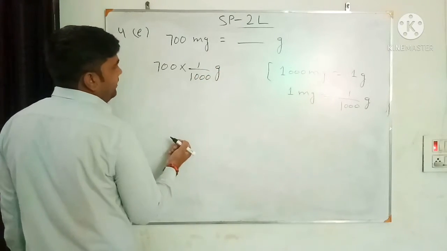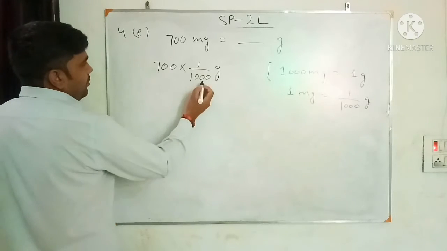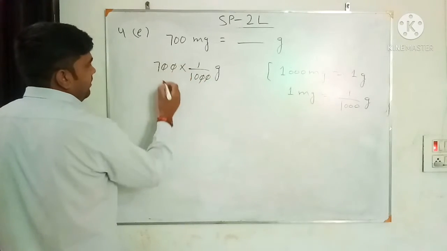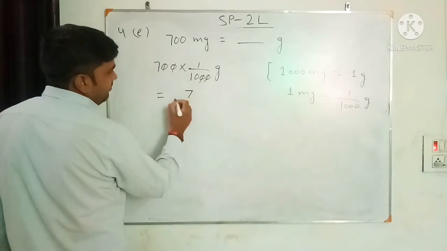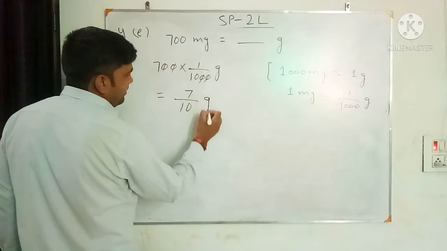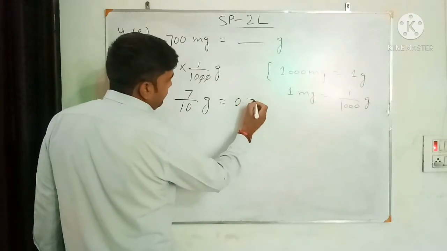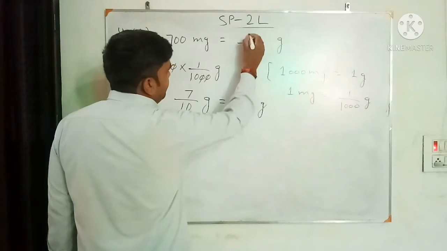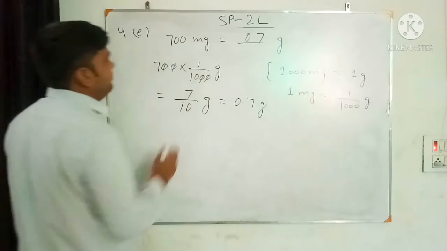Now it is converted. So 2 zeros will be cancelled. It will be 7 by 10 gram. 7 by 10 gram means 0.7 gram. So what is the answer? 0.7 gram.